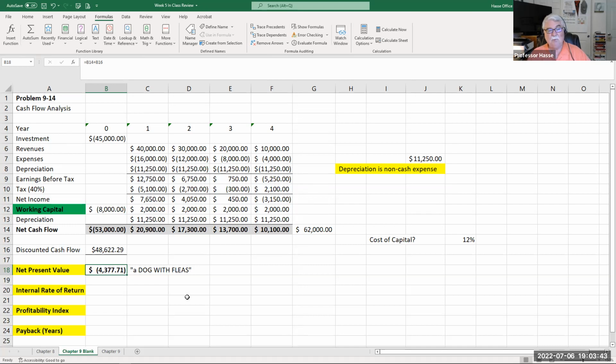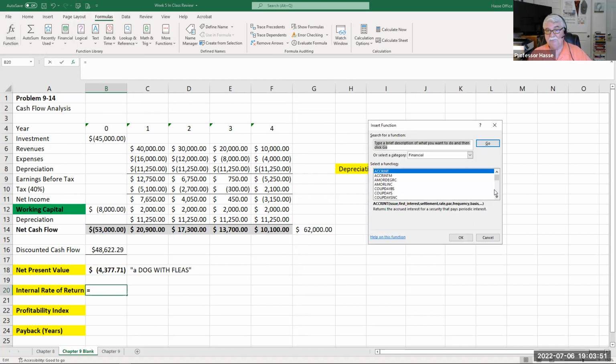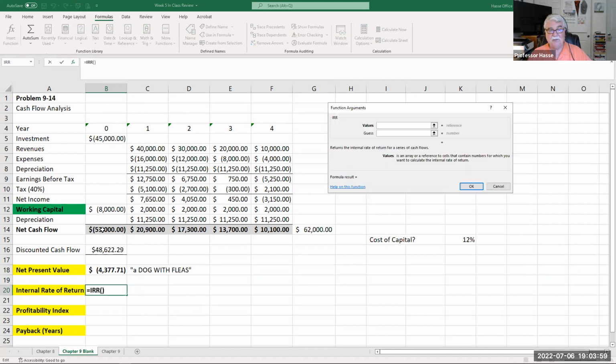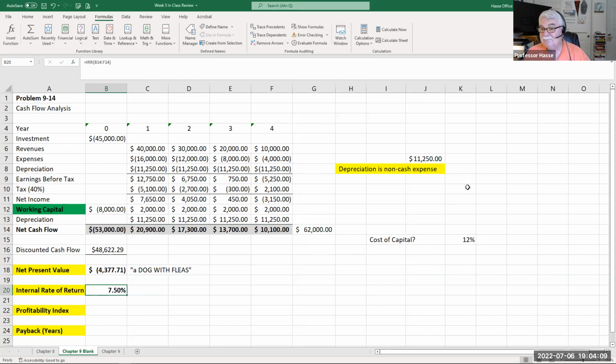Okay, let's take a look. What is the internal rate of return? We know it is going to be a disaster on this. Let's see what it is. Formula, function, financial, internal rate of return. There it is right there. IRR. Now remember, all we have to do here is paste values, year 0 to year 4. This has got to be far south of 12%, and it is 7.5%.